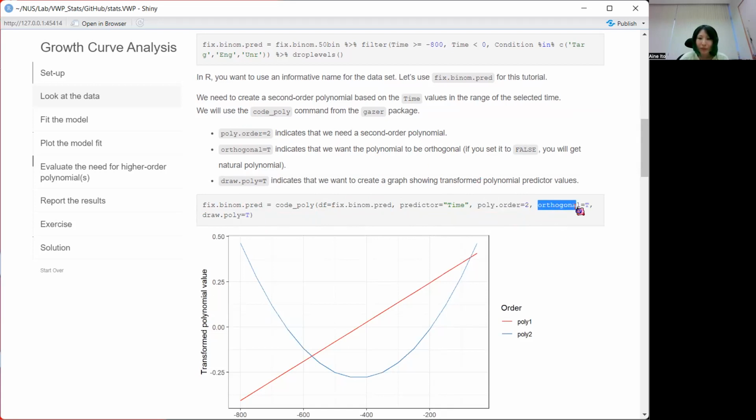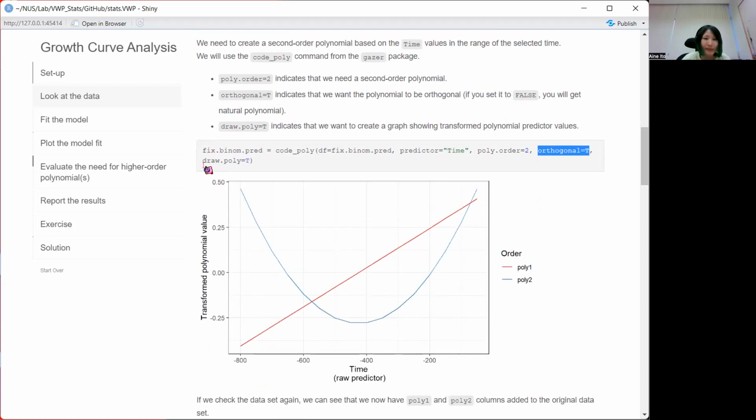If I put orthogonal equals true, then I want orthogonal polynomials. If you put false, you get natural polynomials, where poly 1 and poly 2 are correlated to some extent. And if I set draw poly to true, then we can get this plot. It's a good plot so that you can double check the time window that you took and how the polynomial looks, that it is not looking like a natural polynomial, for example.